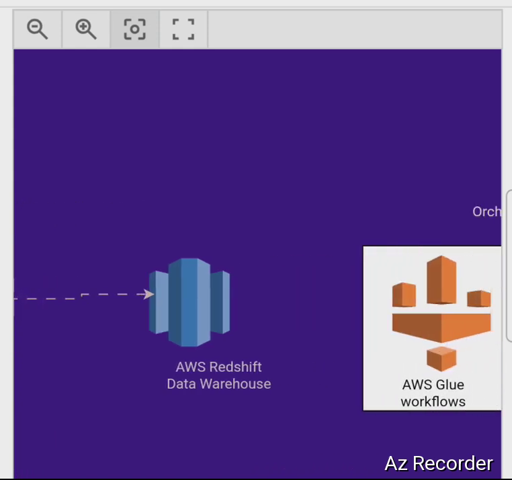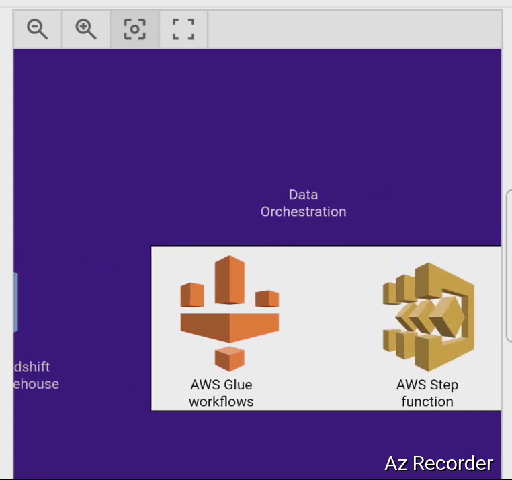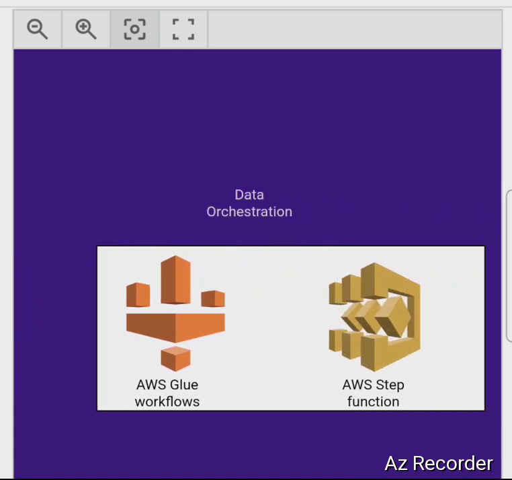Now, one of the other very important services provided by AWS is data orchestration. Data orchestration refers to the automated management and coordination of data workflows across various services. Now, how could you do that? There can be various workflows that you have prepared as part of AWS Glue. AWS Glue workflows help to visualize the workflows and also help to record and trigger your workflows.